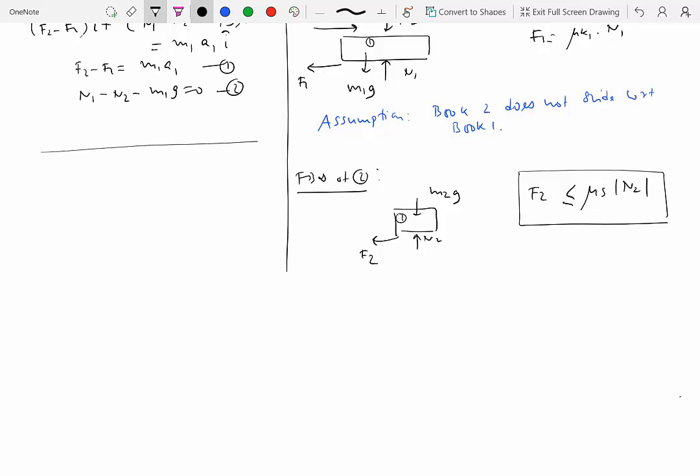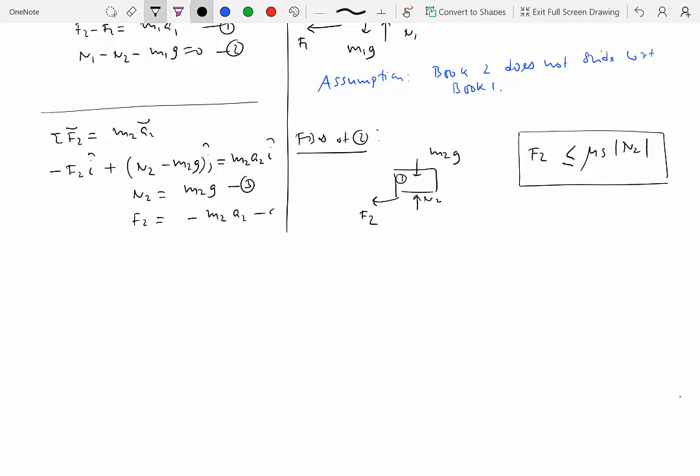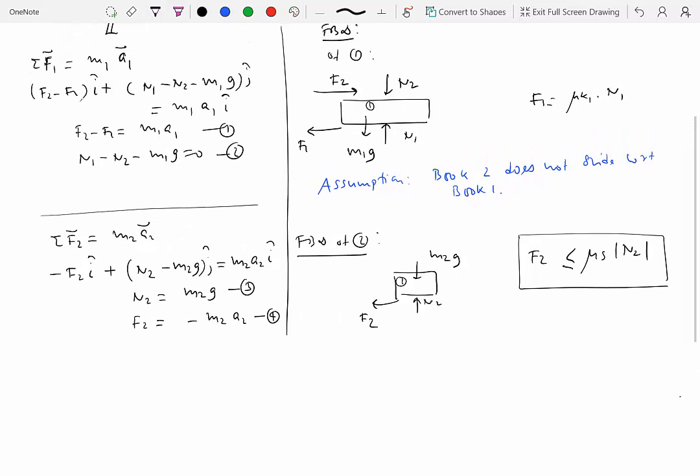We can do the similar analysis for 2, which is sigma F2 equal to M2A2. So what are the forces on 2? We have minus F2 I hat plus (N2 minus M2G) J hat equal to M2A2 I hat. So that gives us N2 simply as M2G and F2 equal to minus M2A2. That's number 4. Okay. All right.